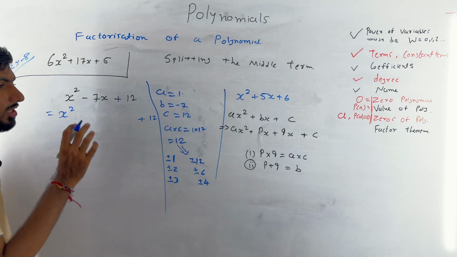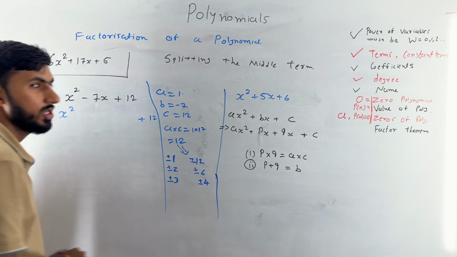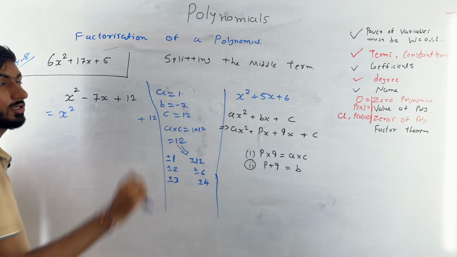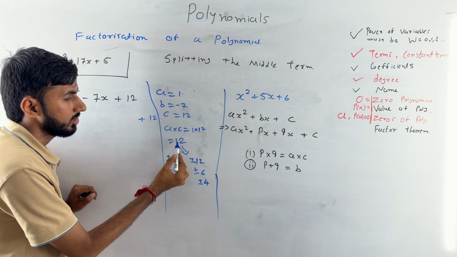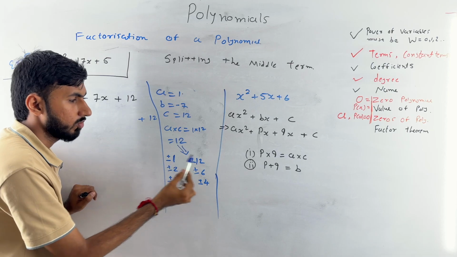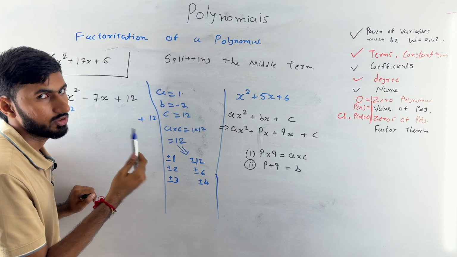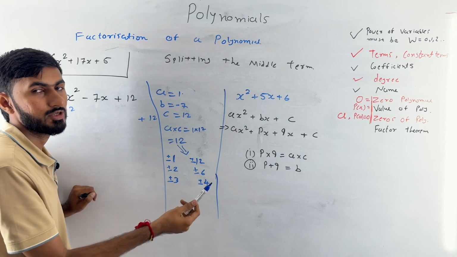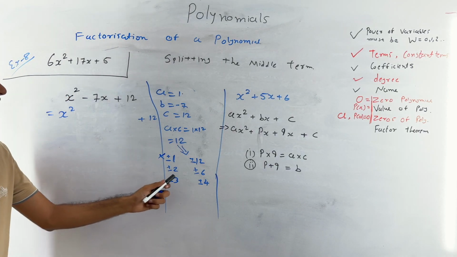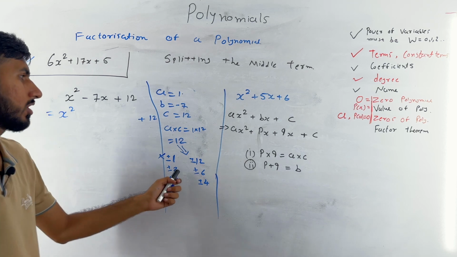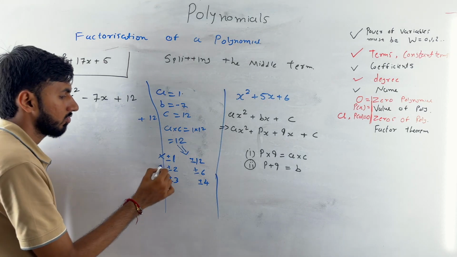Now I have to find two factors such that the addition of those two factors is equal to b. The addition of these two factors should be equal to minus 7. So if I use 1 and 12, see here I have positive 12, so I have to use both positive or both negative. If I use plus 1 and plus 12, my answer will be plus 13, so I cannot use it. Minus 1 and minus 12, the answer will be minus 13. Here I have minus 7, so I cannot use it. So this is not for us. Now plus 2 and plus 6, the answer will be 8. I have minus 7 here, I cannot use it. Minus 2 minus 6, minus 8, so I cannot use this also.